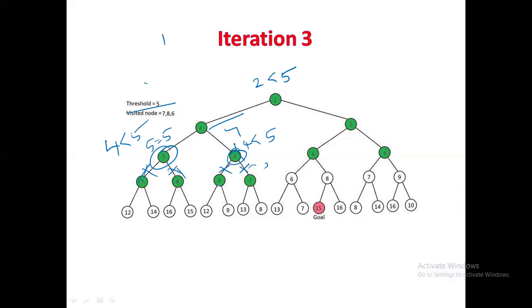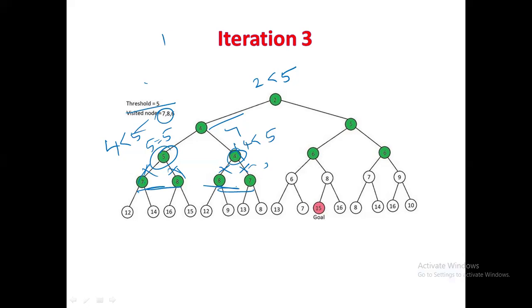And similarly, 8 and 7 are pruned. Next, the second child of node 4. Since it is still less than the threshold, the algorithm explores it further. But the children 8 and 7 both exceed the threshold, so they are pruned as well. So far, the pruned values are 7 and 8.